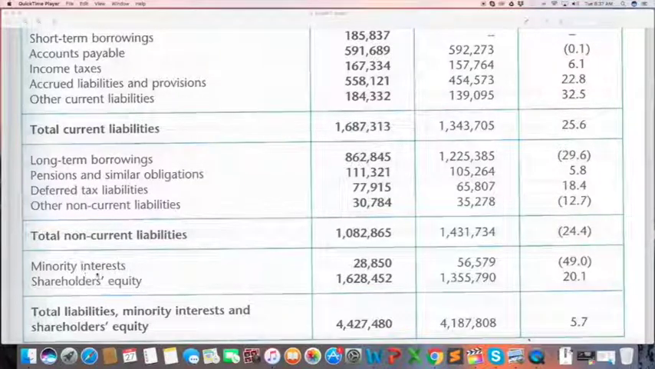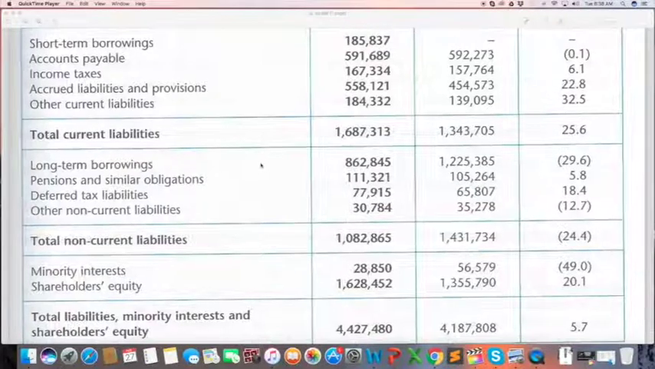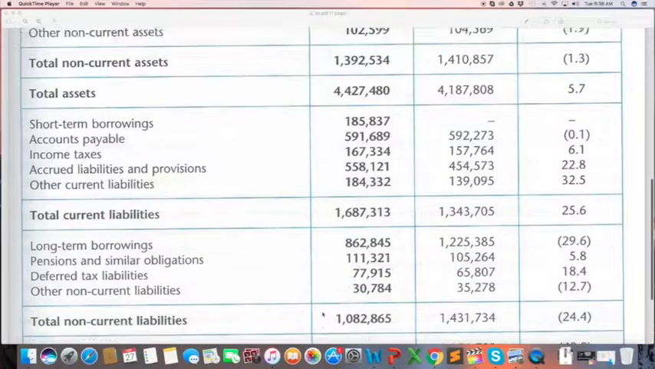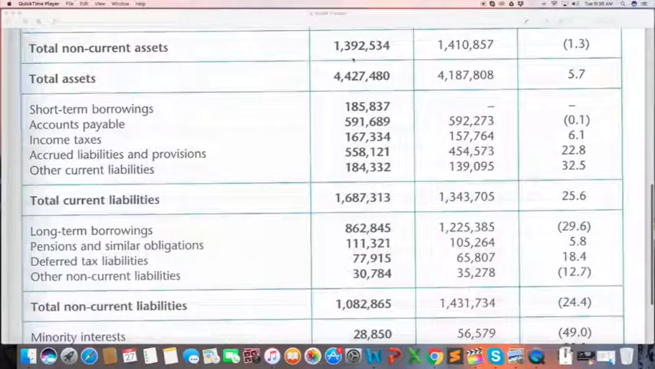In the equity group, we have minority interests. Minority interests, that in Portuguese would be participação de acionistas minoritários. Ok? Shareholders' equity, that we have already seen. And the sum of total current liabilities, total non-current liabilities, and equity is this number here that matches with our total assets.